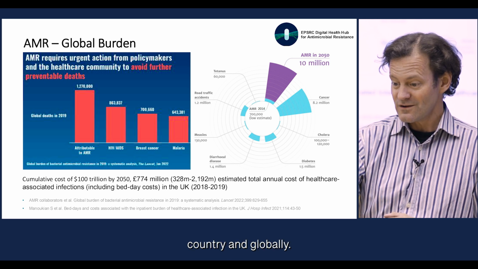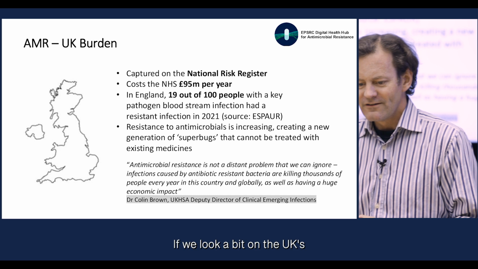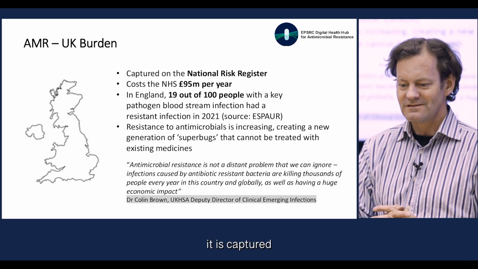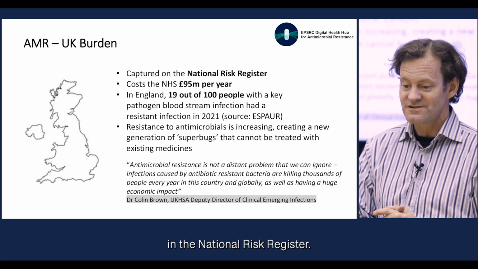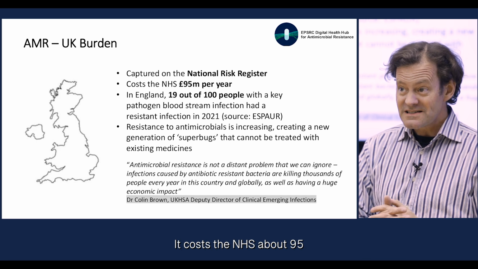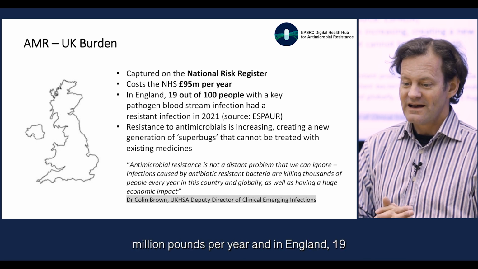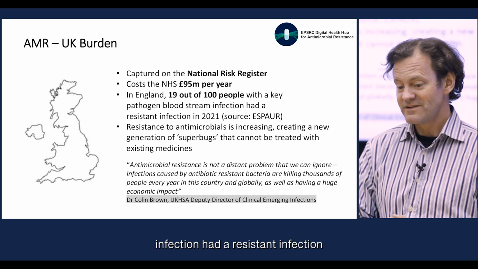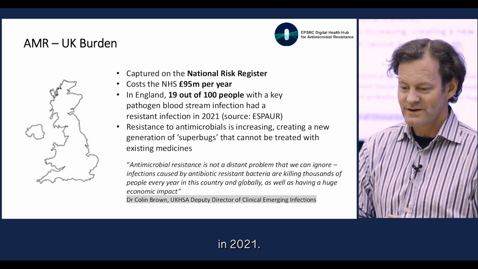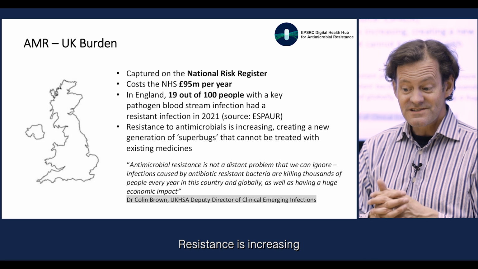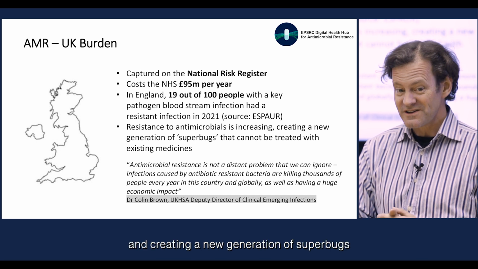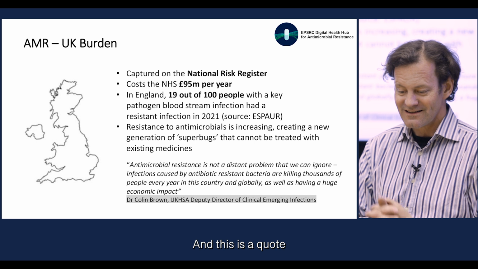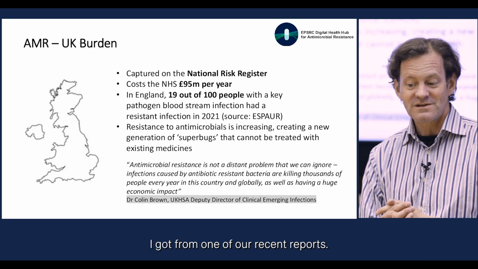If we look a bit at the UK's individual AMR burden, it is captured in the National Risk Register, costs the NHS about £95 million per year. And in England, 19 out of 100 people with a key pathogen bloodstream infection had a resistant infection in 2021. Resistance is increasing and creating a new generation of superbugs that cannot be treated with existing medicines. And this is a quote I get from one of our recent reports.